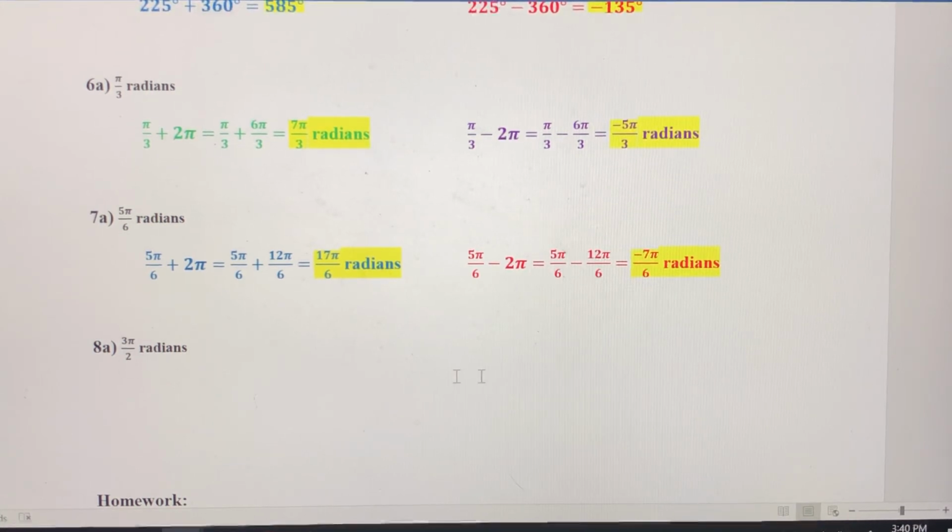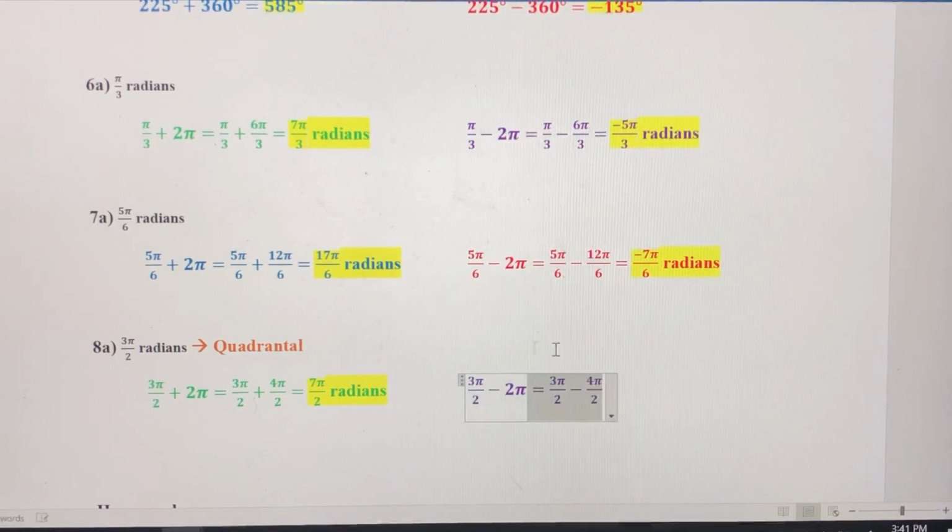And finally, 3 pi over 2. Well, this is a multiple of pi over 2, so that's quadrantal. Add 2 pi, get a common denominator. So 3 pi over 2 plus 4 pi over 2 is 7 pi over 2. And then let's subtract 2 pi, get a common denominator, and that would be negative pi over 2. So 3 pi over 2, 7 pi over 2, and negative pi over 2 are coterminal angles.